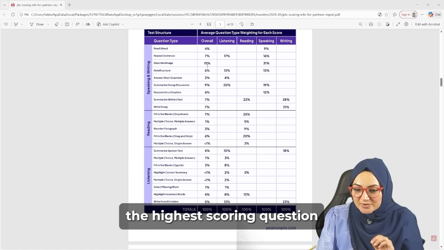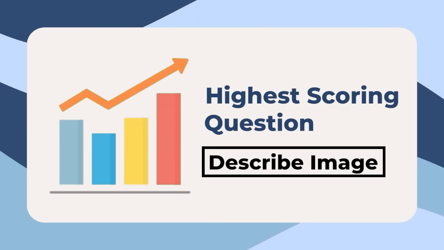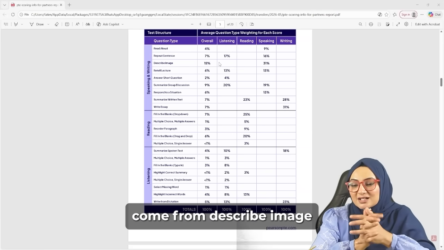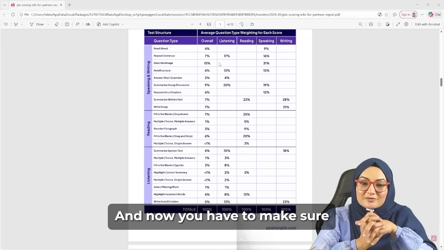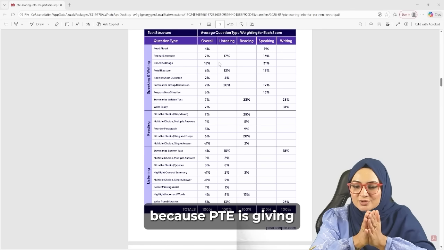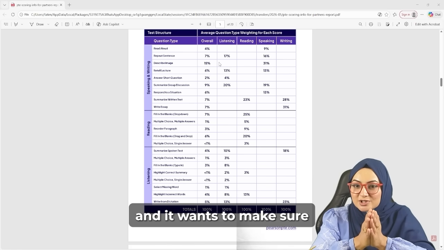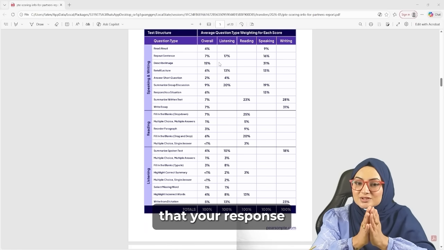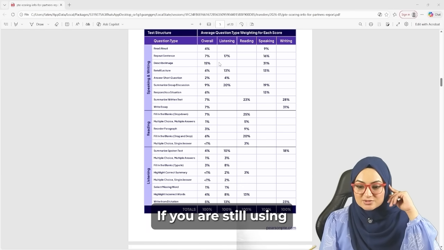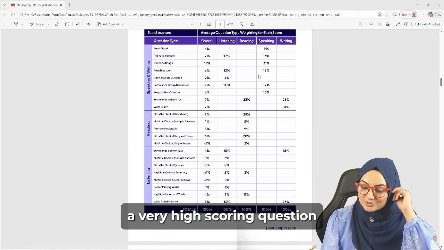So overall, the highest scoring question in your entire PTE exam is describe image. That was a shocker. It's like 15% of your marks come from describe image, and now you have to make sure that you are describing the image with correct content, because PTE gives immense importance to content, and it wants to make sure that your response coincides with what they are after. So if you're still using a pre-prepared template, try not to do that, so you don't mess up a very high scoring question.